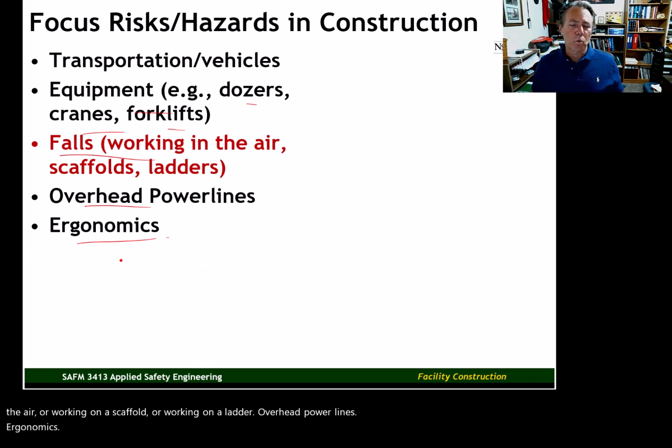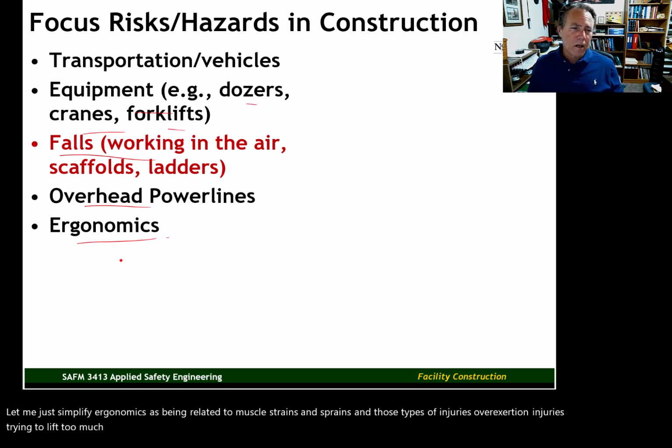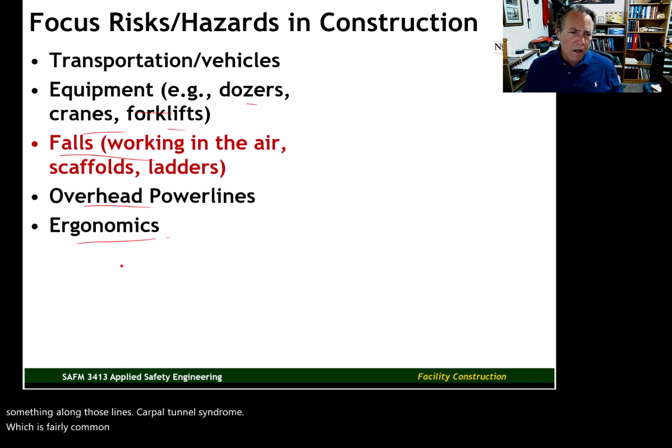and with ergonomics, let me just simplify ergonomics as being related to muscle strains and sprains and those types of injuries, overexertion injuries, trying to lift too much and a worker strains their back. That's not strictly speaking ergonomics, but for our purpose here, that's what I'm talking about when I use the term ergonomics. Again, a back sprain or something along those lines. Carpal tunnel syndrome, which is fairly common in construction. Tennis elbow or carpenter's elbow, also ergonomic types of injuries that are common in construction.